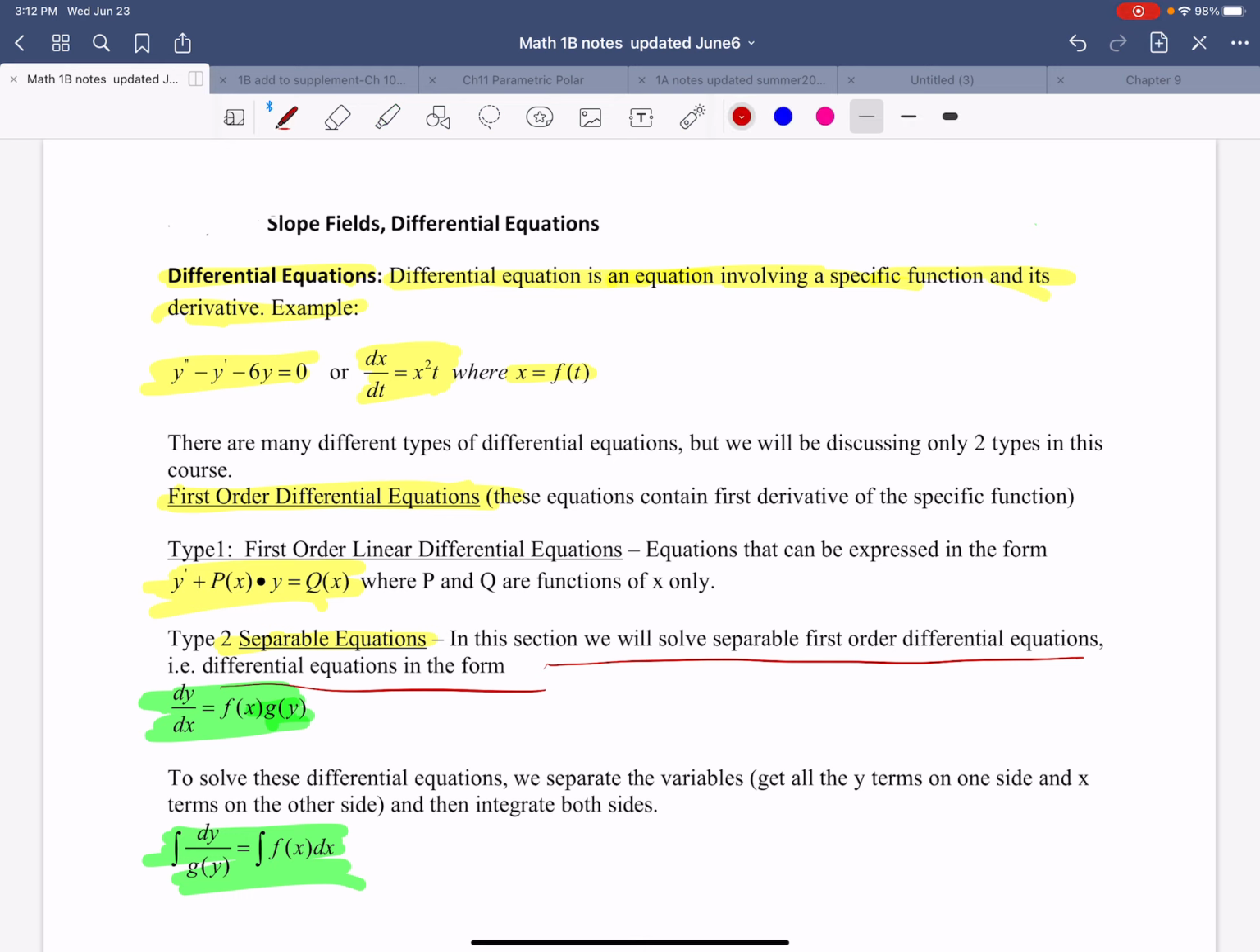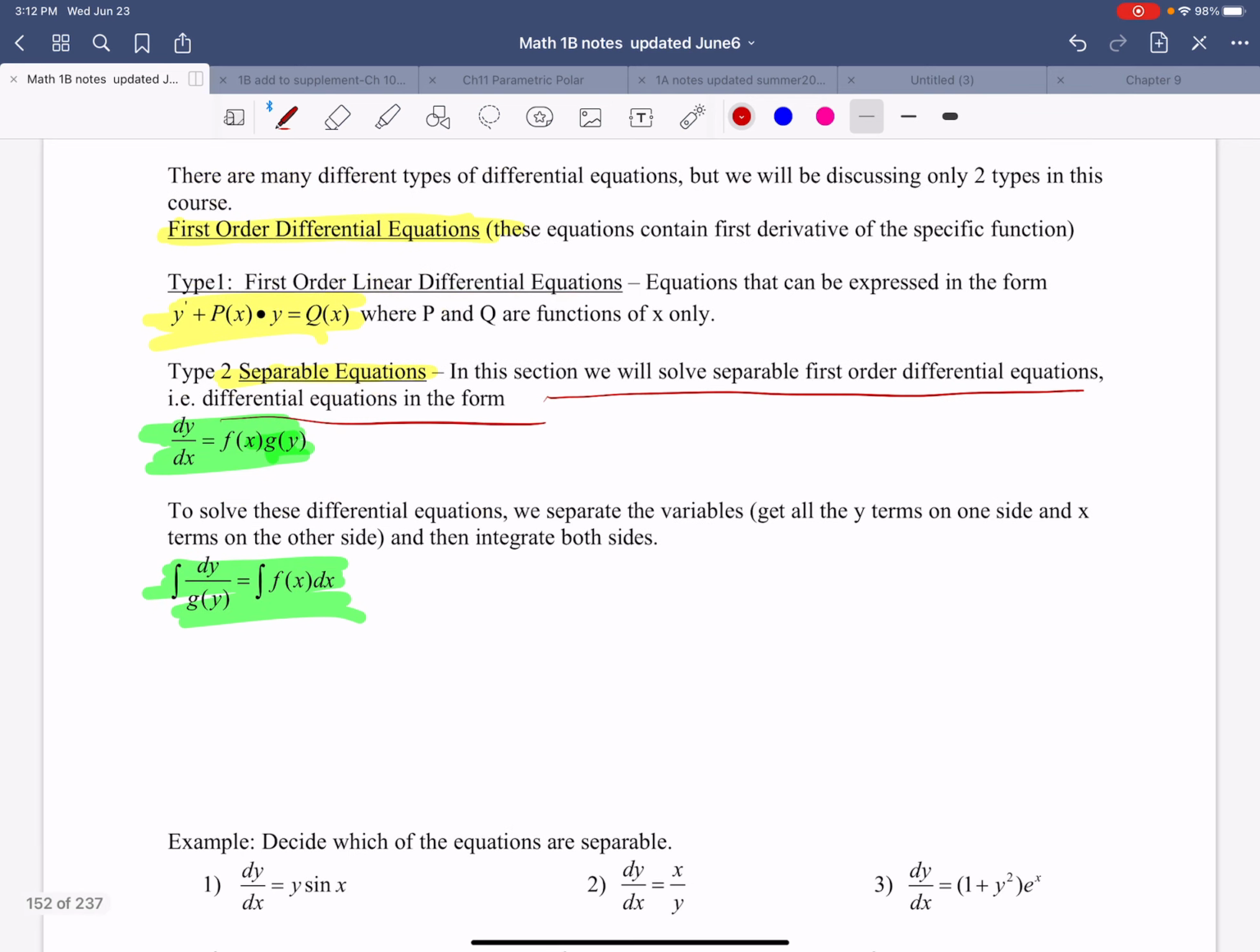In Calc 1, we talked about how, if we have a given function y, we can find the derivative by doing the differentiation. Now we're going to be going backwards. We would be integrating dy dx to get back to y. So we're finding the original function whose derivative is given to us in terms of a differential equation.